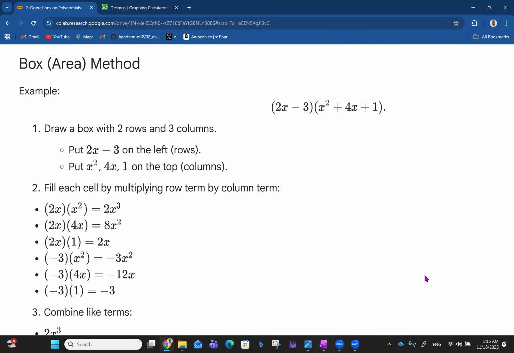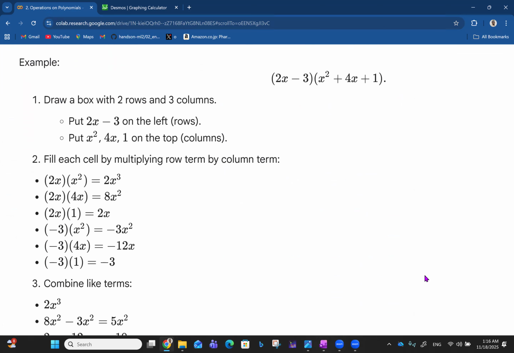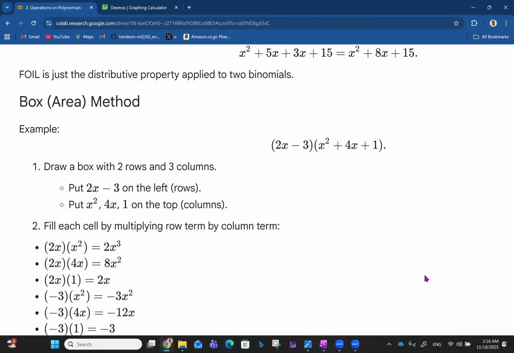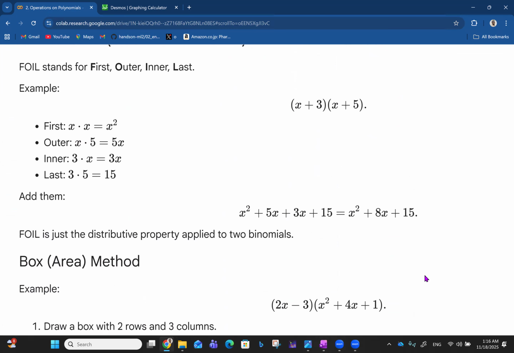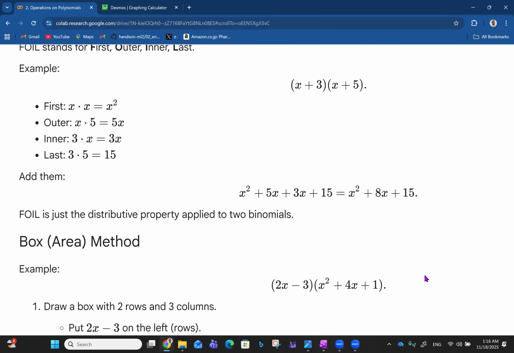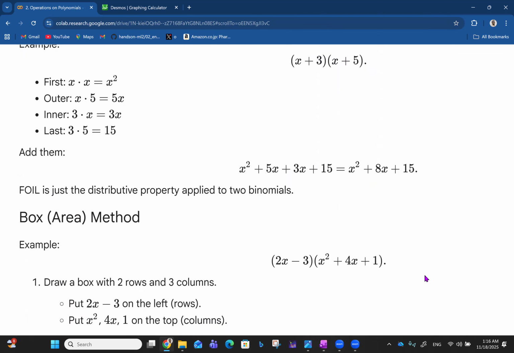So we have the box or area method. Now, this is a very interesting method, and it's particularly good for when you have very long terms. But it can also get boring. So I'll use the box method for x plus 3, x plus 5, and I'll now use it for this big expression to actually make it clear, so you can see the movement.